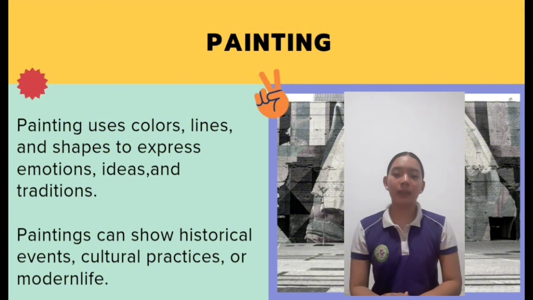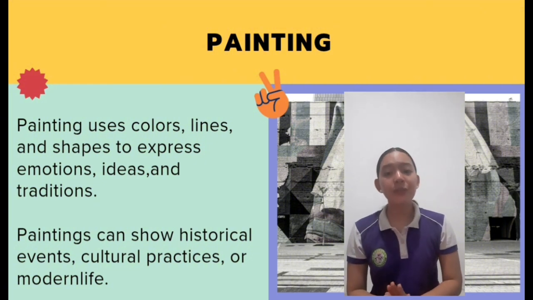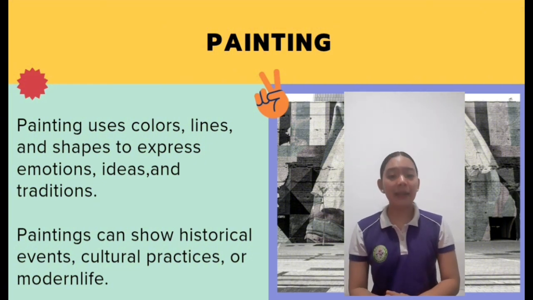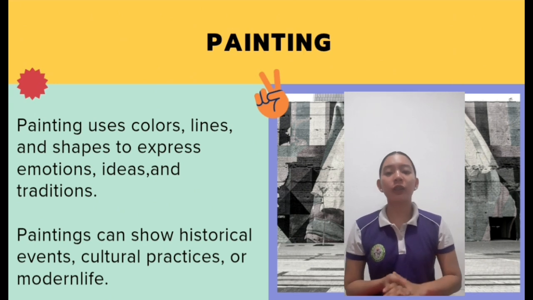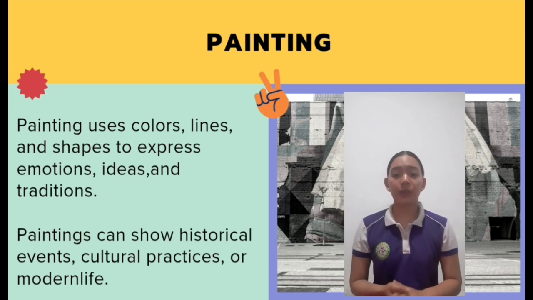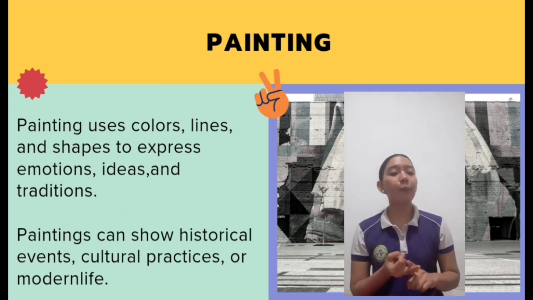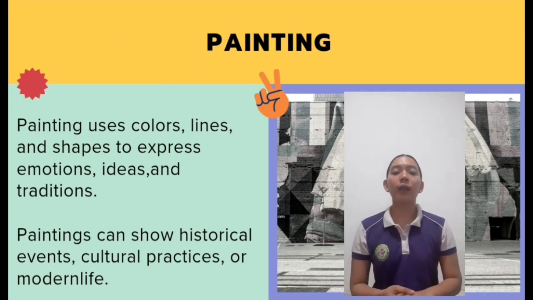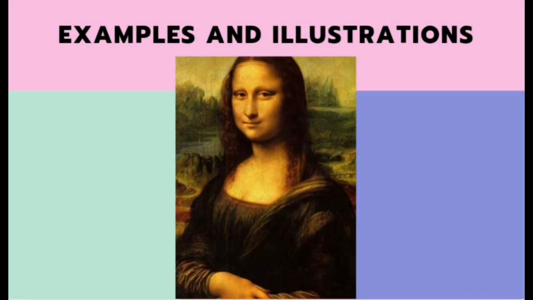Third is painting. Painting uses colors, lines, and shapes to express emotions, ideas, and traditions. So paintings can show historical events, cultural practices, or modern life. Example: a painting of festivals, farmers, or historical heroes reflects culture and identity.